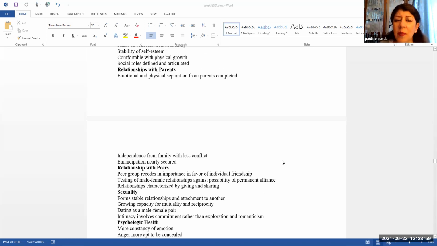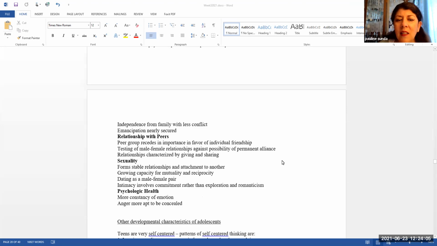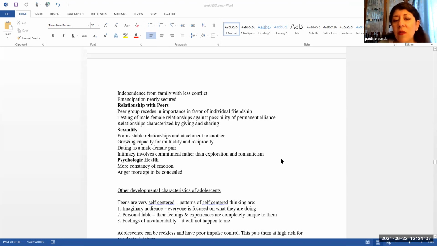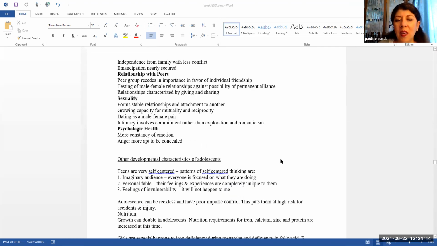The relationship with their parents now, that emotional and physical separation from their parents is typically completed. The independence from the family is occurring, and so now there's a lot less conflict. Relationship with peers. Here, the peer group recedes in importance, in terms of now they have more independent individual friendships versus the whole group.